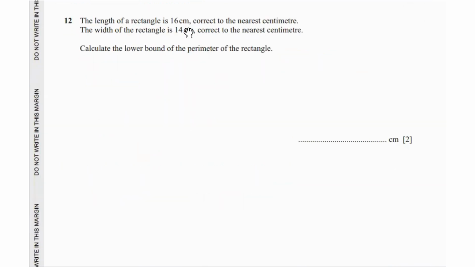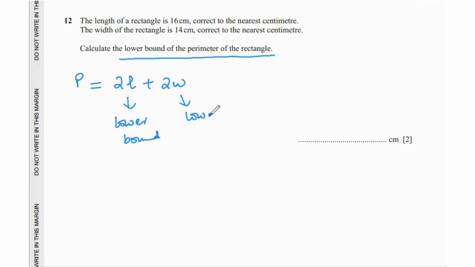Then the length of a rectangle is 16 centimeters, correct to the nearest centimeter. The width of the rectangle is 14 centimeters, correct to the nearest centimeter. Calculate the lower bound of the perimeter. When you find the lower bound for perimeter, first you need to figure out the formula. Formula for perimeter is twice the length plus twice the width. We're adding the lengths basically and the widths. So when you're adding and you have to find the lower bound, you will add the lower bound of length to the lower bound of the width to get the lower bound of the perimeter.